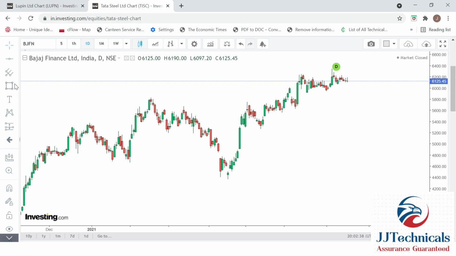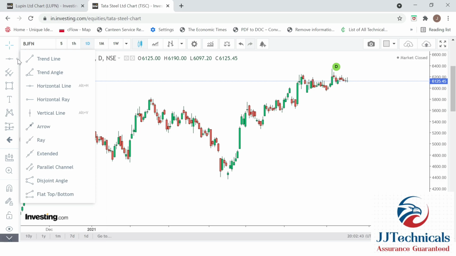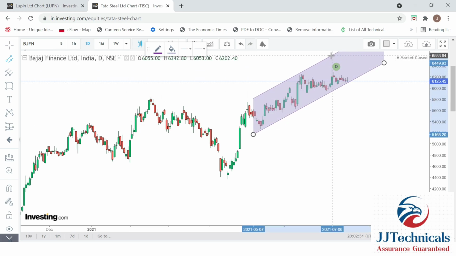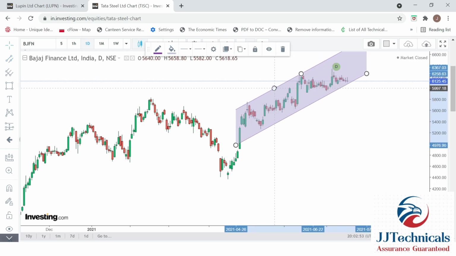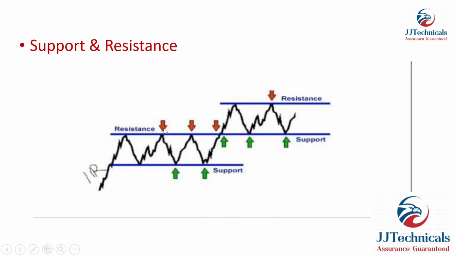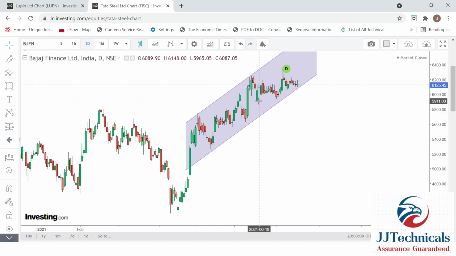Again, see, if you want to see a channel here, this is traversing in a channel. Once this particular channel breaches on either side, that will come up. It is nothing but a support resistance. So this is your support, this is your resistance. It's not like the support resistance will come only in horizontal. It can come in this way also. That is what we are seeing in Bajaj Finance. So it is very easy, guys. Try to learn, and then support resistance is very easy.